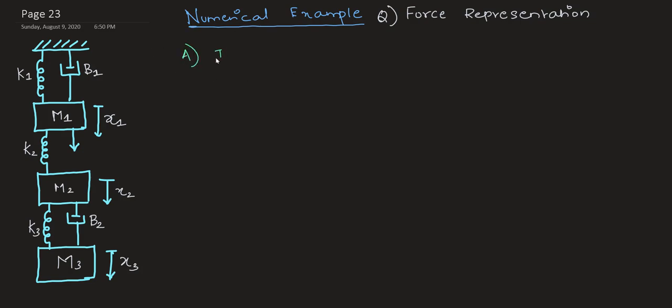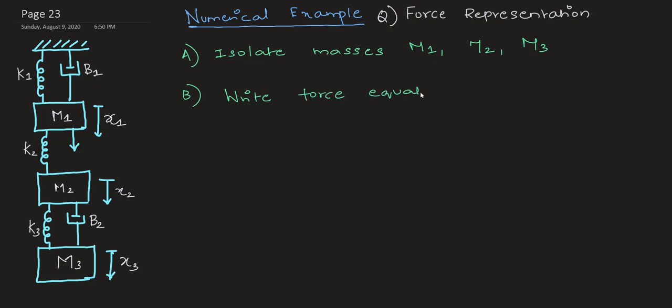So what are the steps that we need to follow to solve this numerical? The first step is to isolate your masses m1, m2 and m3. So take them separately and compute them separately. Then write the force equation for your masses m1, m2 and m3. The integration step is not needed right now. We'll just stick to steps A and B for now, and when we see more advanced numericals, we will see the third step.